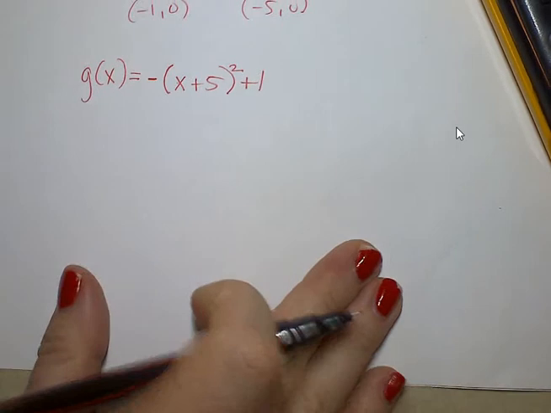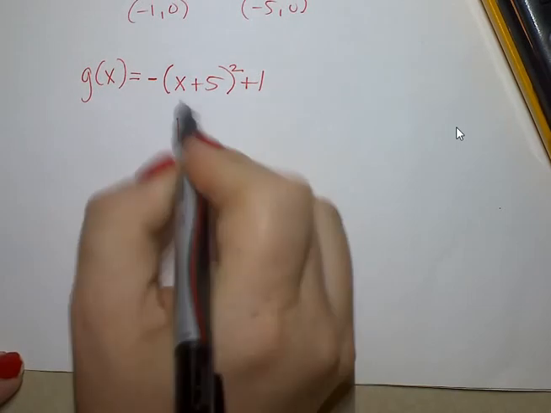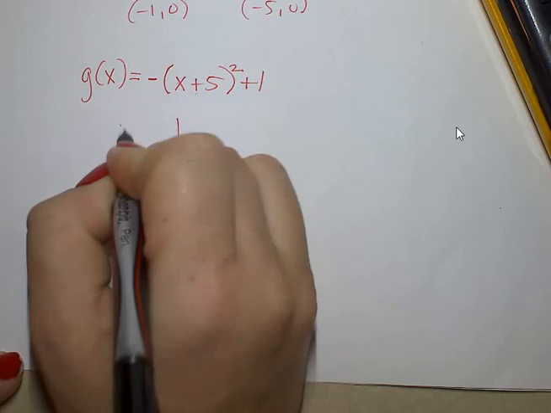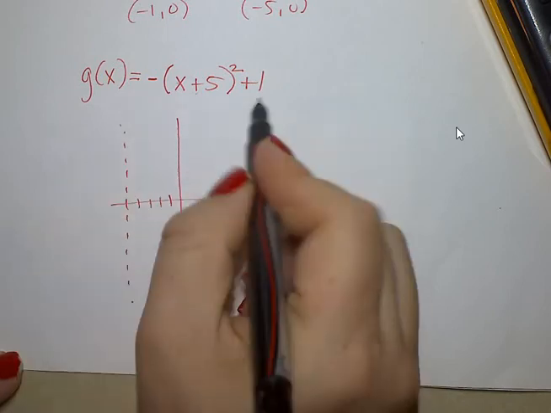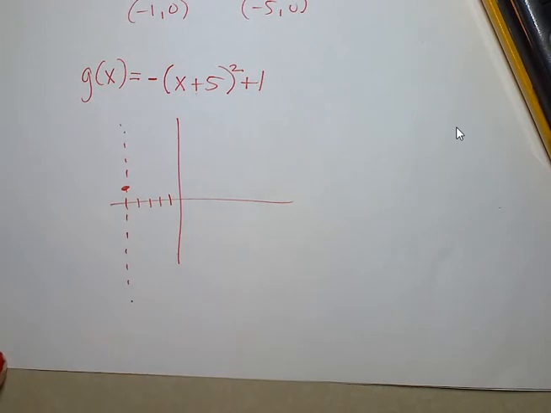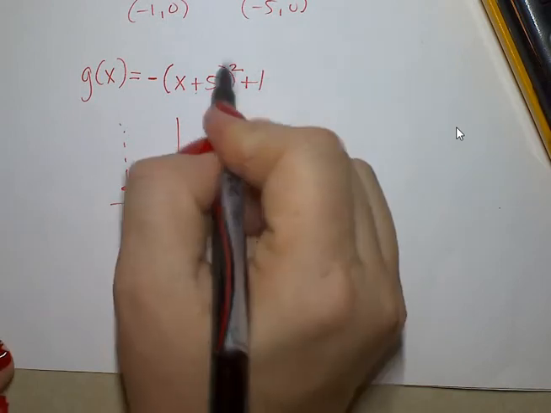Well, I'm going to do a rough graph. So I'm going to go to the left 5. This will be my axis of symmetry. And then I'm going to go up 1. And this is the vertex. But for this problem, I asked you to identify the x-intercepts. Remember, we're working with quadratic functions.